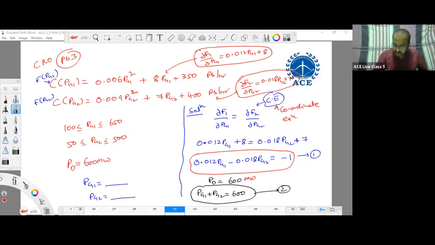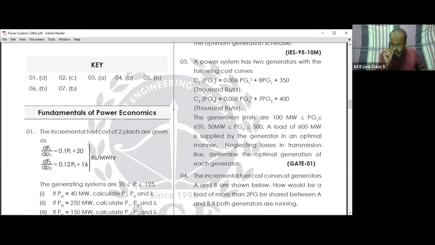Question number 3, yeah. What he has given, 1000 rupees per hour, where has he given? I am resharing that, wait. Question number 3, where he has given 1000 rupees per hour.